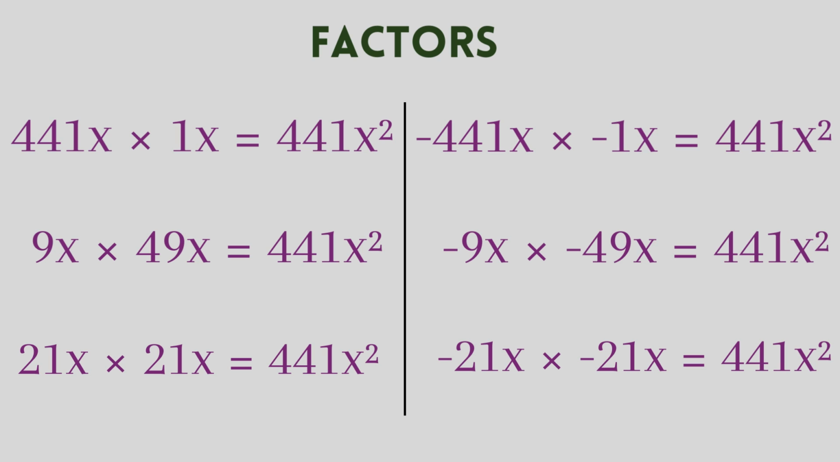Do remember that the sign is very significant. In 441x square, the sign is positive. So the factors should be such that when multiplied, they give us plus 441x square only. Now, these factors will be used in the later steps.